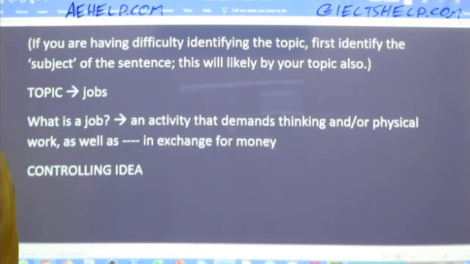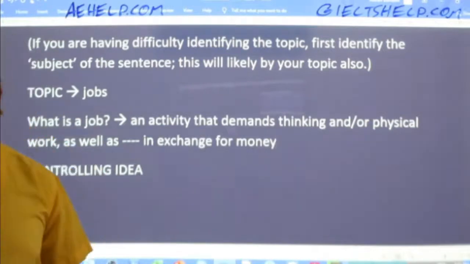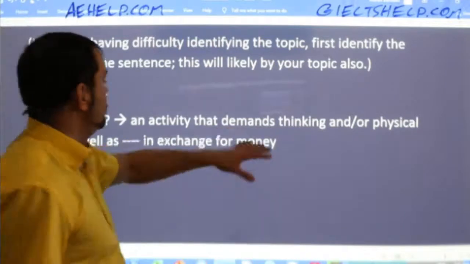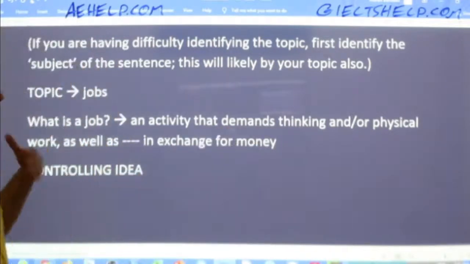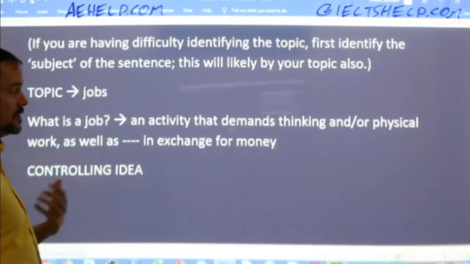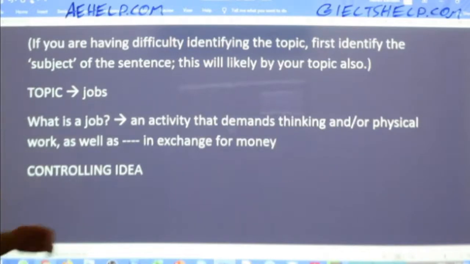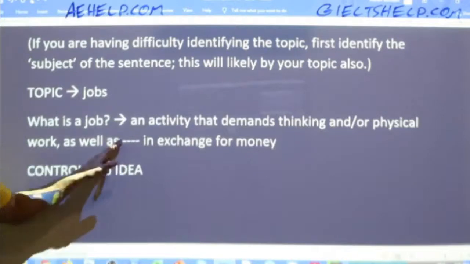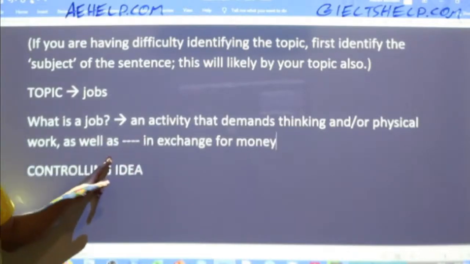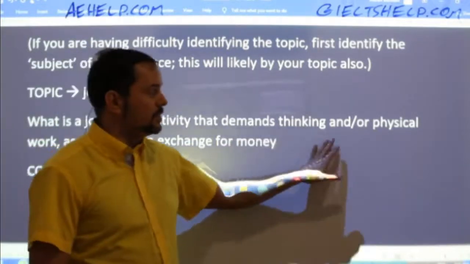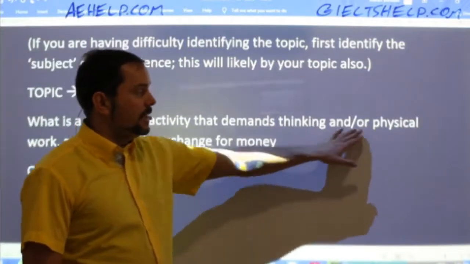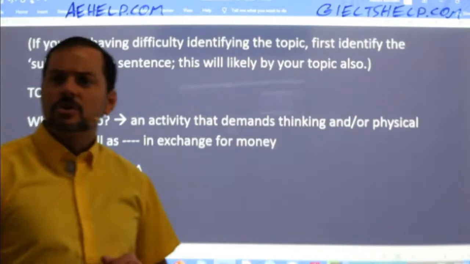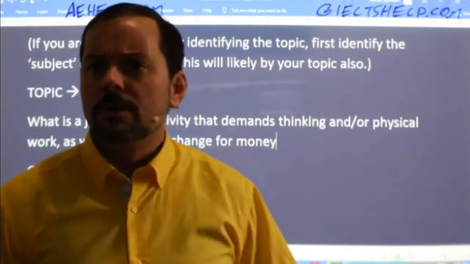It could be a sport, right? So what makes a job is that we're not just thinking and doing a lot of physical work, because we could do that for our hobbies or our sports as well. But we get some money for it. Now, there is still one piece missing here. We're exchanging our thoughts or our thinking and our physical work, as well as what? And I'm trying to see if anybody's mentioned that one missing element.